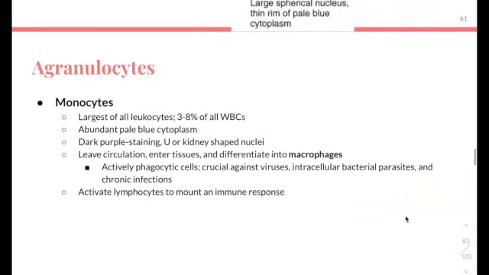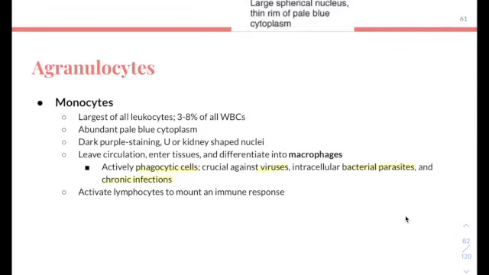The other agranulocyte is a monocyte. They're the largest of all leukocytes. There's 3 to 8% in the white blood cells. They have a U or a kidney-shaped nucleus. They are phagocytic cells, so they fight viruses as well, bacterial parasites, and chronic infections.